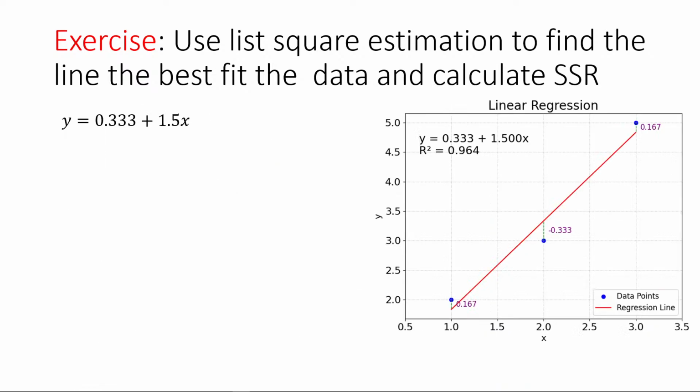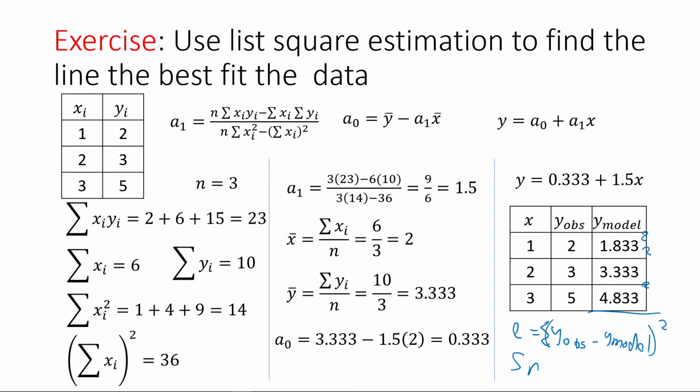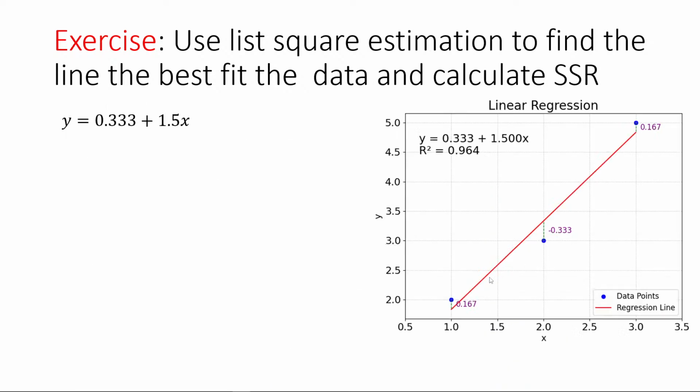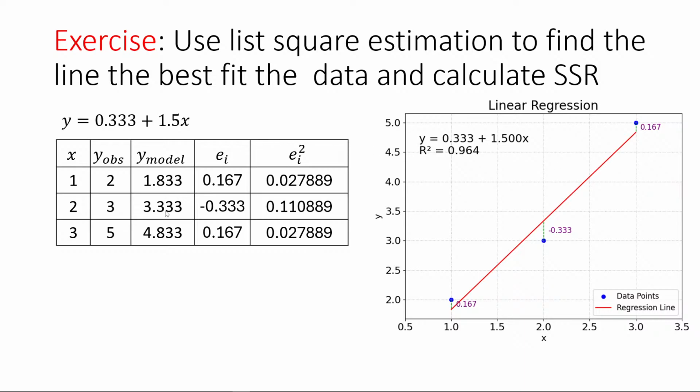So basically here, these are my observations. This is my model. So here, these are my observed points. At 1, we have 2. At 2, we have 3. And at 3, we have 5. And this is my model. And that would be my residual. So basically, what you observed minus your model, that would be your residual. Then you square it, then you get the residual squared.